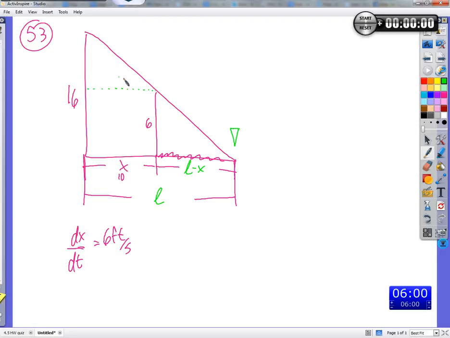To this one? Or to this one? To this one. Yeah, this one. So the big one is similar to this one. It's also similar to this one. So then the top part would be 10. And why is that?